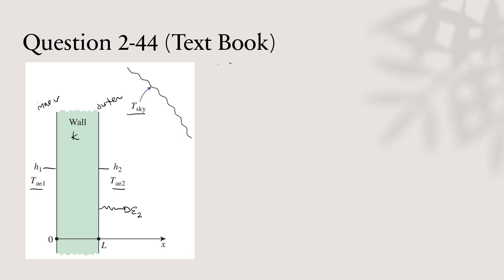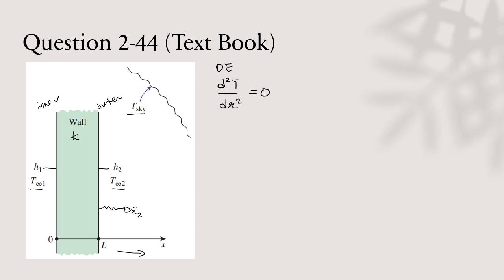So the differential equation, as we know, in this case there is no heat source and no heat generation, and it only happens in one dimension, which is the x axis. So we can write the differential equation as second derivative of temperature with regard to x equal to 0.